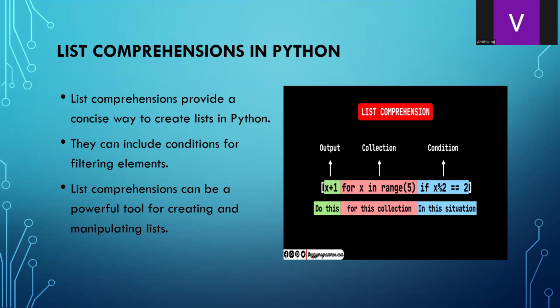List comprehension in Python. A Python list comprehension consists of brackets containing the expression, which is executed for each element, along with the for loop to iterate over each element in the Python list.